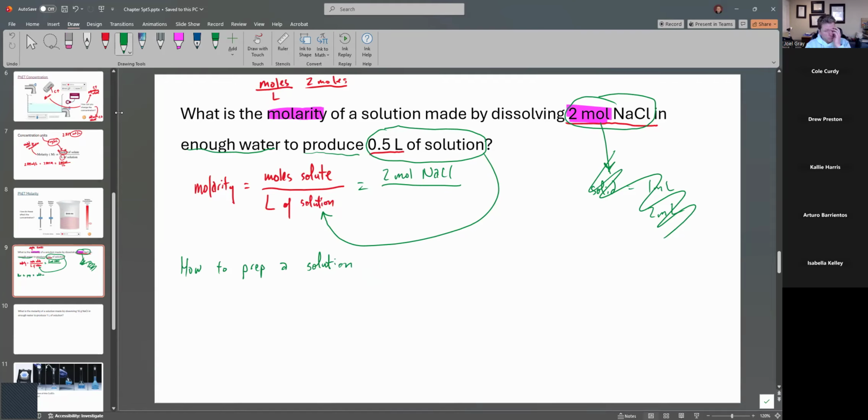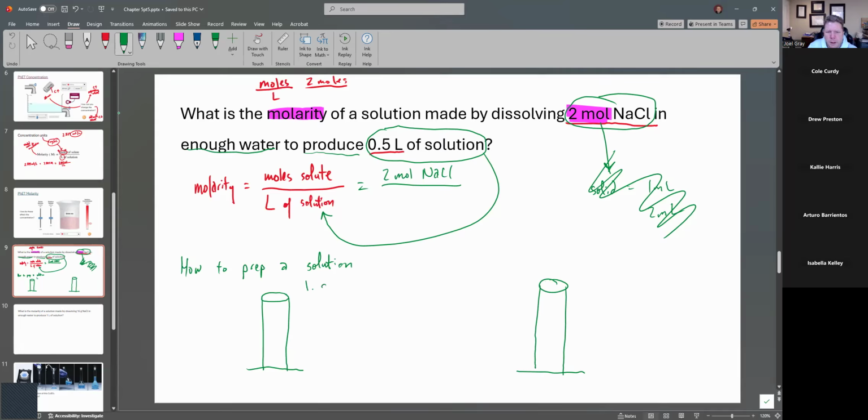And I want you to think about times that you've made a solution. We've got two different options. One option is that we're going to say, okay, 0.5 liters of solution. I'm going to get my graduated cylinder here. I can get another graduated cylinder over here. How are we going to prep a solution?